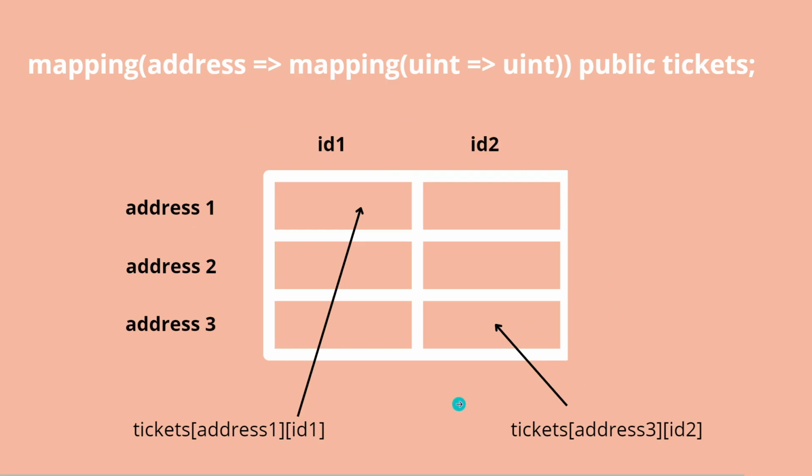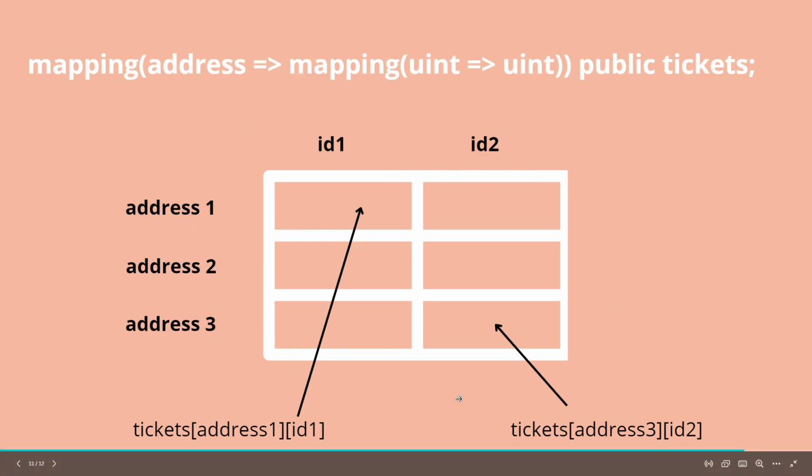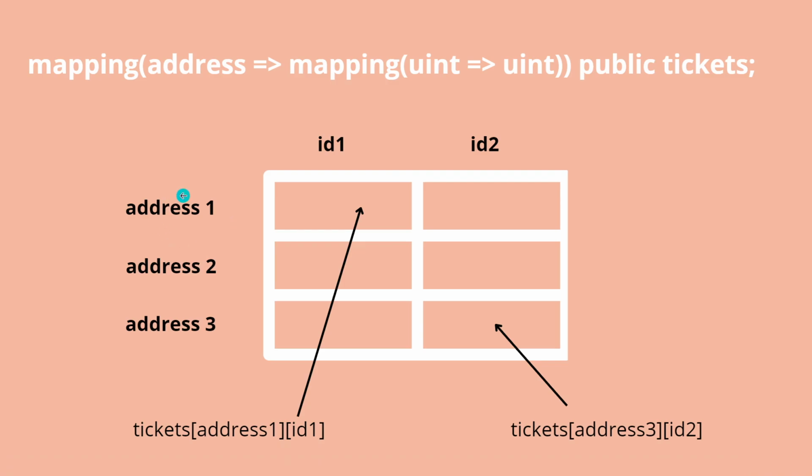And why have we created this nested mapping? We have created this nested mapping because a single address can buy tickets for many events, right? It is not mandatory that a particular address will buy a ticket for a single event only. So he can buy tickets for many events. So that's why address 1 in this case, as you can see, can buy a ticket for ID 1 as well as for ID 2. In the same way, address 2 can buy a ticket for ID 1 and ID 2, and address 3 can also buy tickets for ID 1 and ID 2.